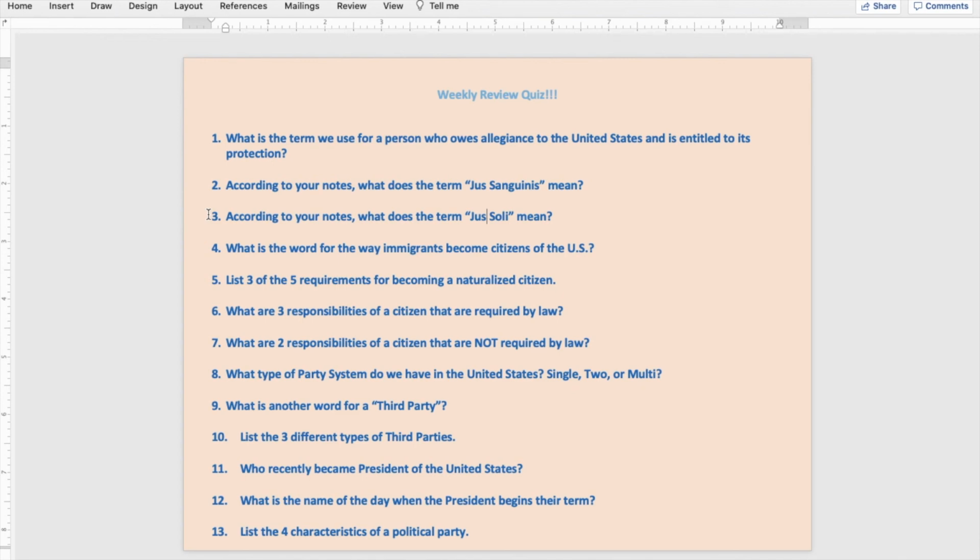Number 8, what type of party system do we have in the United States? Is it a single-party system, a 2-party system, or a multi-party system? Number 9, what is another word or another term for a third party? What else do we call third parties? And then number 10, list the 3 different types of third parties that we talked about in class.